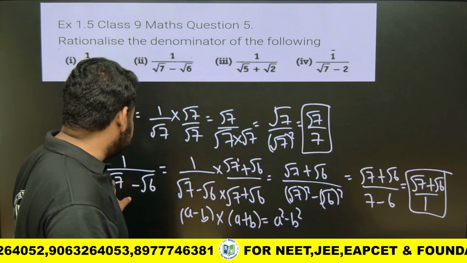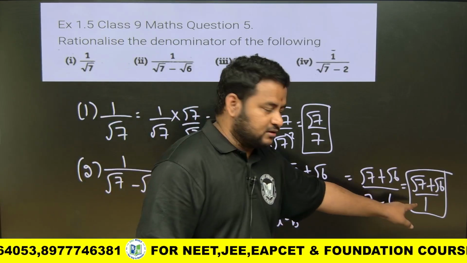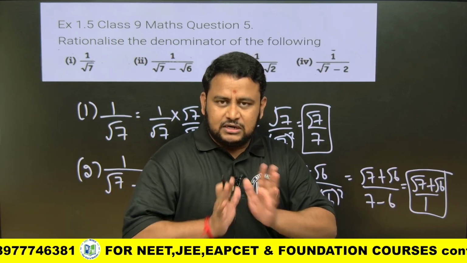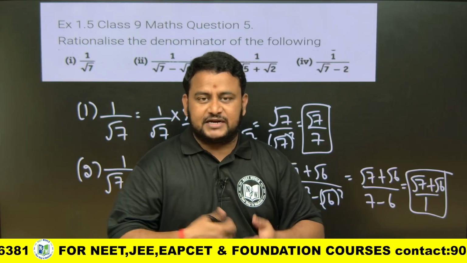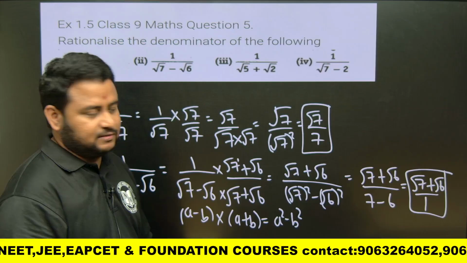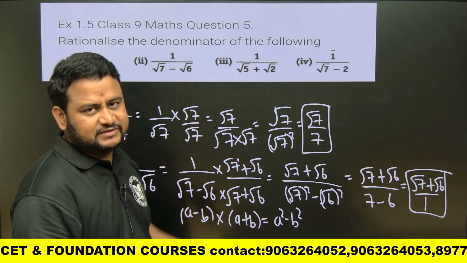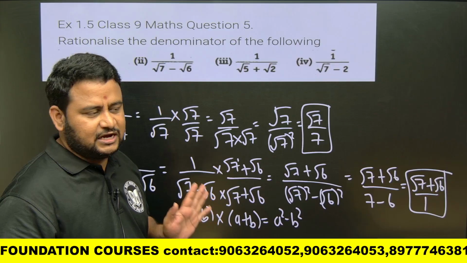Okay, we rationalized it. Root 7 minus root 6 was there in the second question. We rationalized it and it became 1. So 1 is a rational number. The denominator will be irrational, so we have to make it rational. For that we follow this method. We have to multiply by that and change the sign. In fact, if only one number is given, just multiply by the same number as it is. Okay, clear? Very simple.